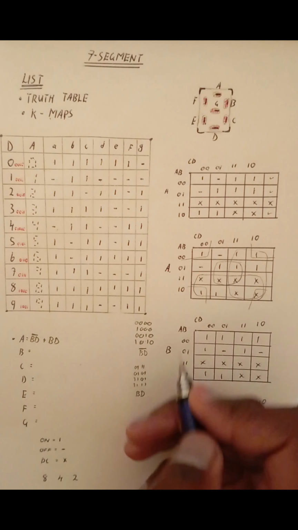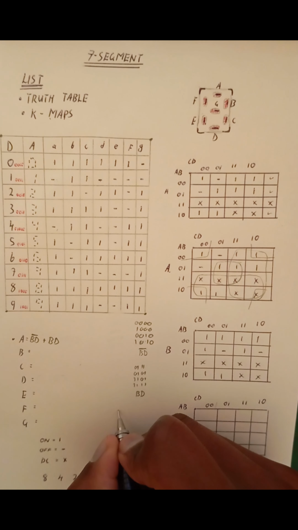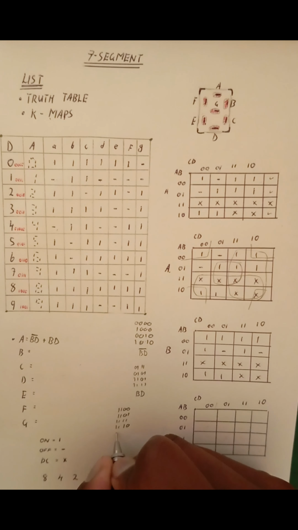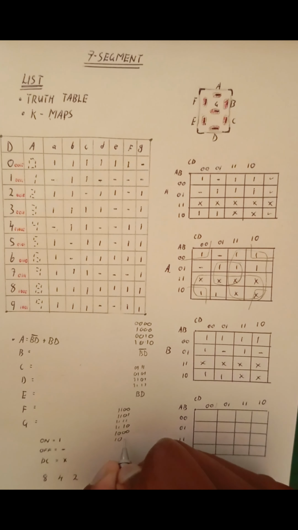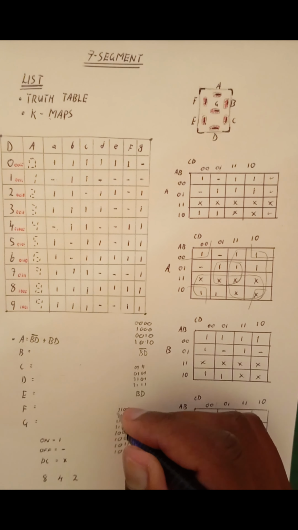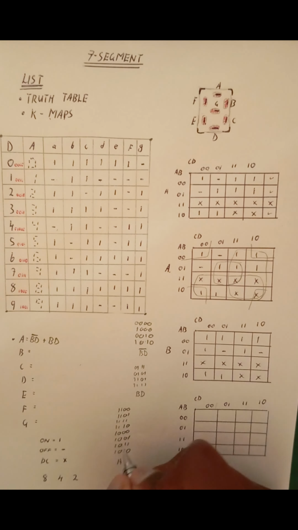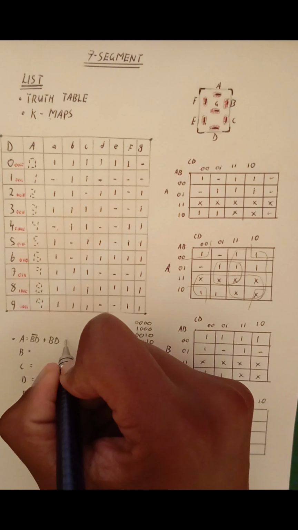Then let's take the big ones. Let's start with this one. This is going to be 1, 1, 0, 0, 1, 1, 0, 1, 1, 1, 1, 1, 1, 1, 1, 0, then 1, 0, 0, 0, 1, 0, 0, 1, 1, 0, 1, 1, 1, 0, 1, 0. So we try to look. A doesn't change. The rest of them change eventually. So it's just A.